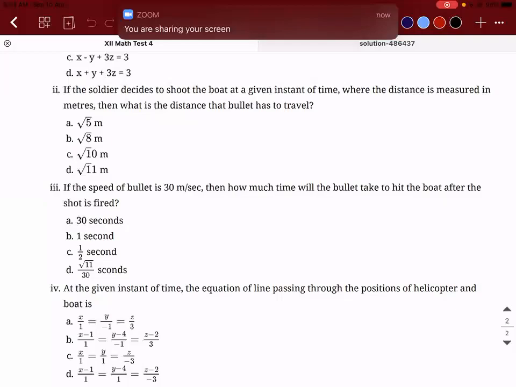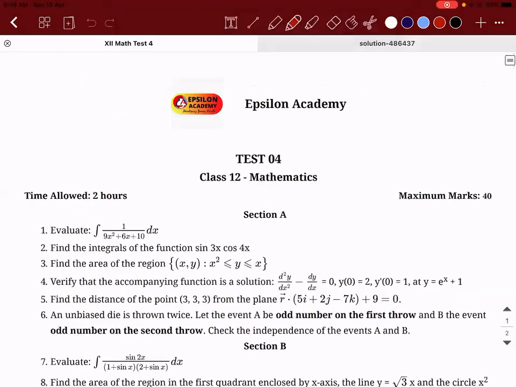Yes. So what I'll do is I'll keep discussing a little faster. Whichever problem you have doubt in, you can stop me there. Okay. First question. Evaluate the integral of 1 divided by 9x square plus 6x plus 10. How to do this?